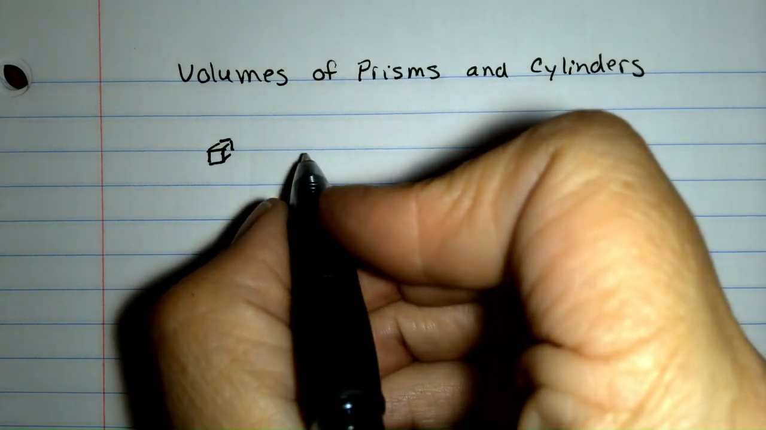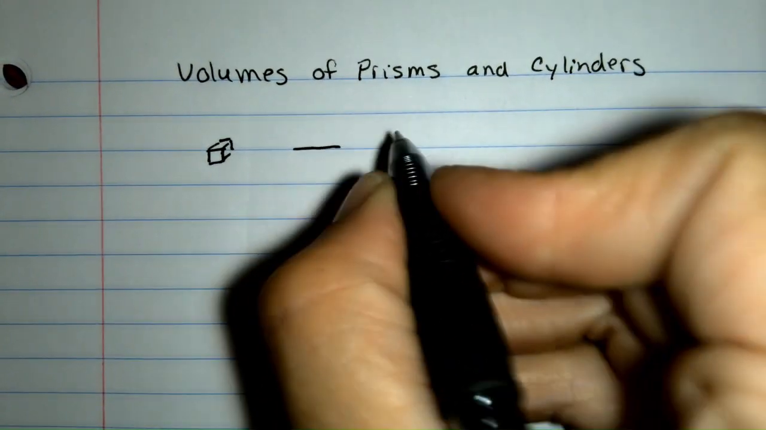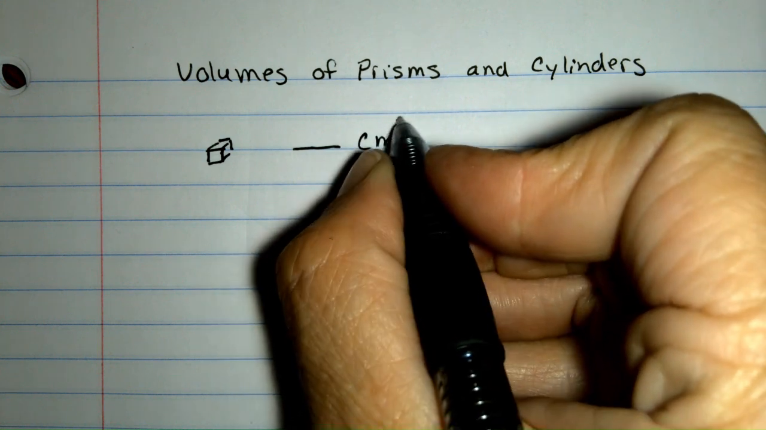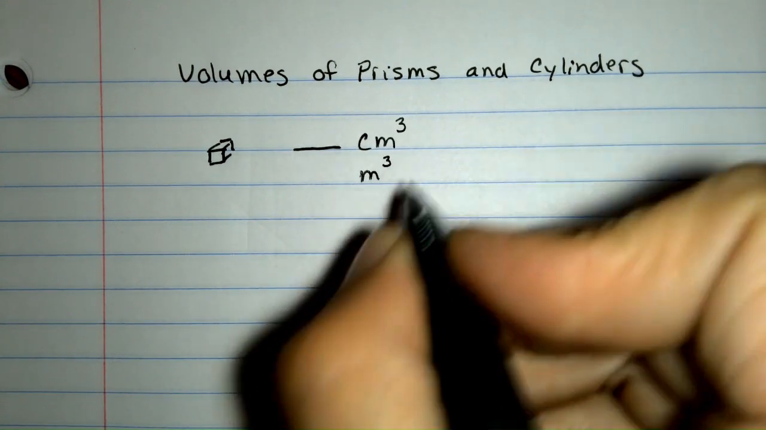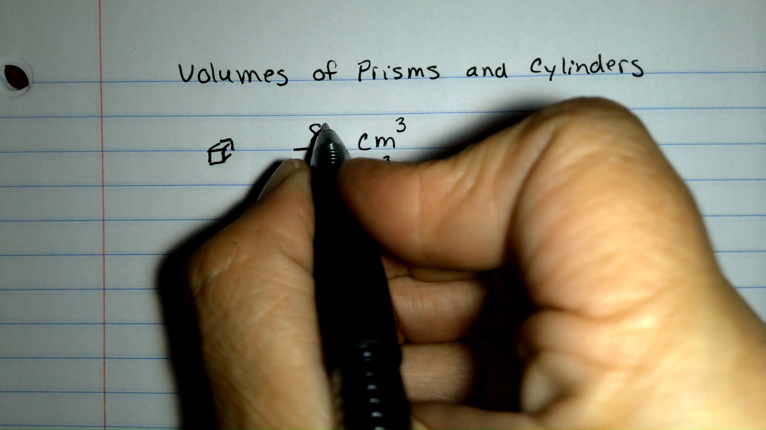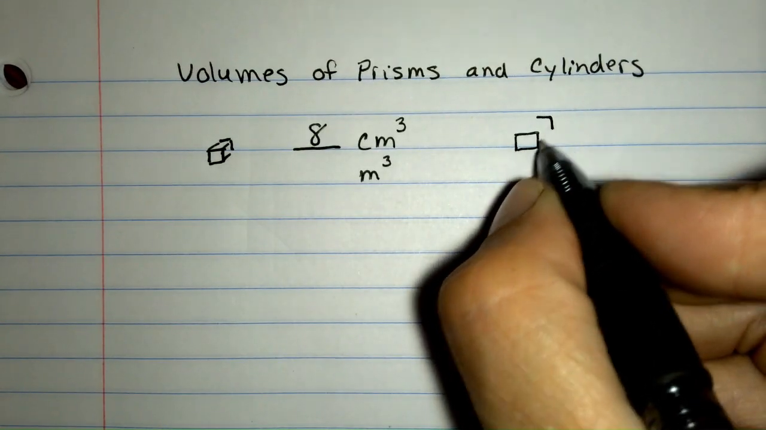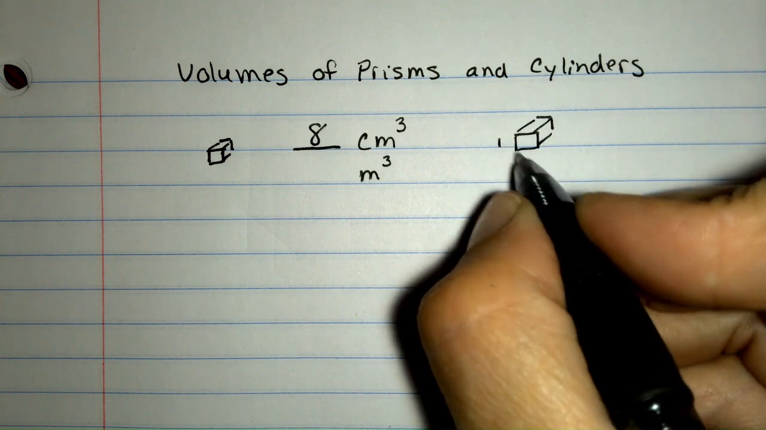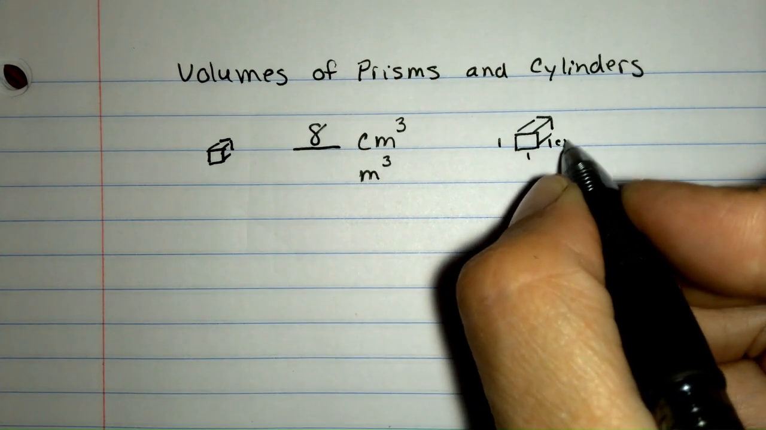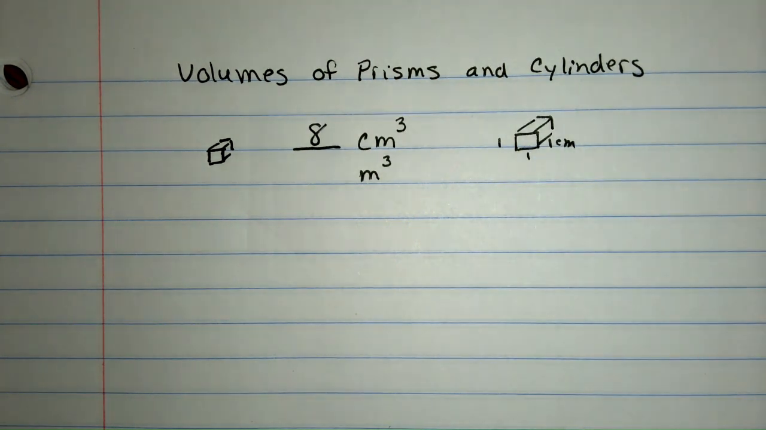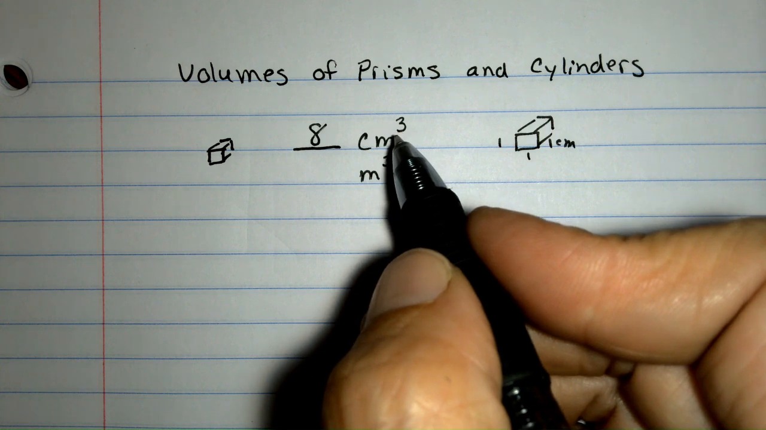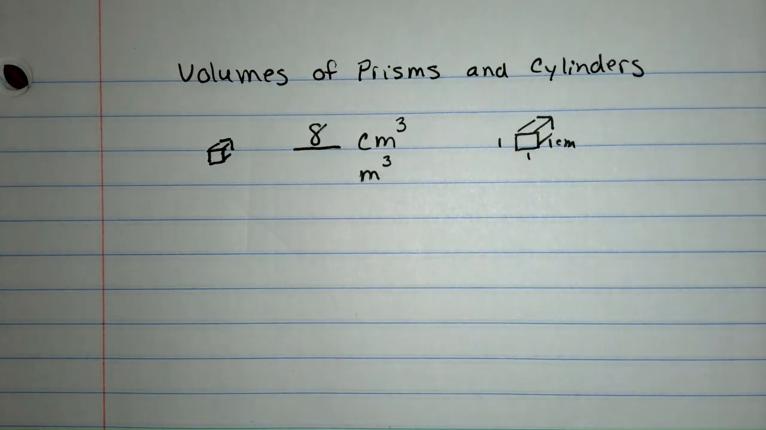That's the reason volume is labeled in centimeters cubed, meters cubed. If you see 8 centimeters cubed, they're saying here's a cube, 1 centimeter by 1 centimeter by 1 centimeter, and you would need 8 of them to make that shape. Volume is 3D, so hence your label has a 3 on it as well.